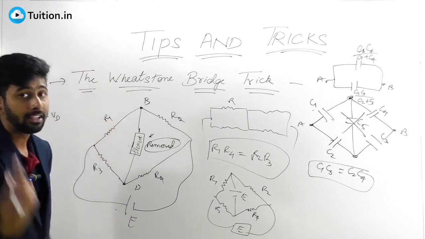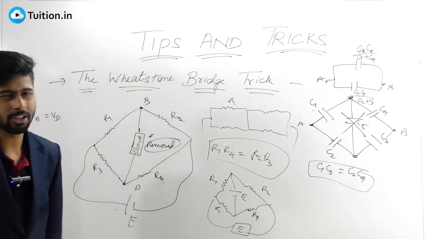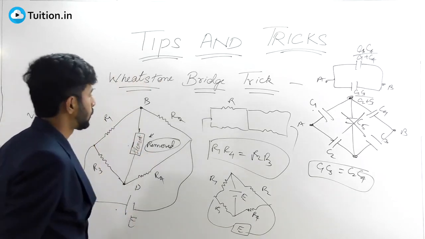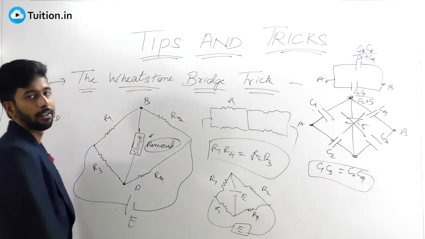So remember, try to identify Wheatstone bridge networks in your circuit. At least one question in the paper should have a Wheatstone bridge which you have to identify, and then use this particular trick to simplify your problem.